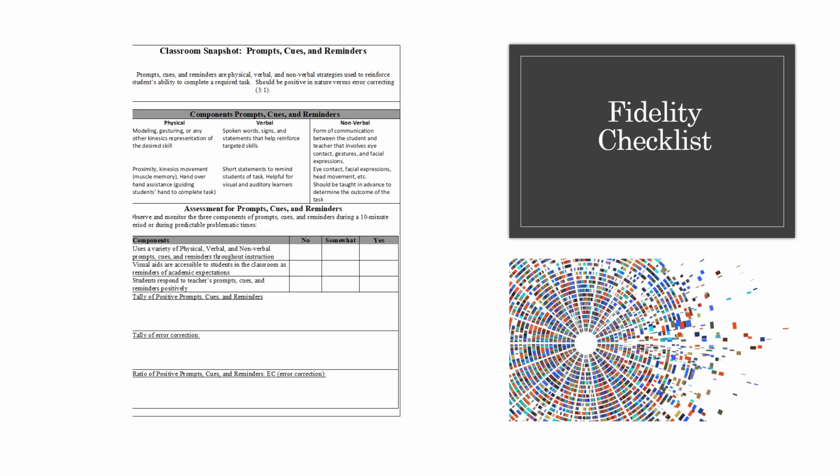Here is a fidelity checklist on prompts, cues, and reminders. This is a checklist that teachers can use to see if they are implementing these strategies with fidelity in the classroom. They can make tally marks of any error corrections, and tally marks of the positive prompts, cues, and reminders. So this is just a good fidelity checklist that teachers can implement.